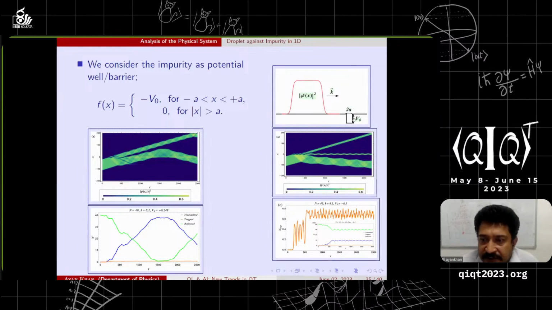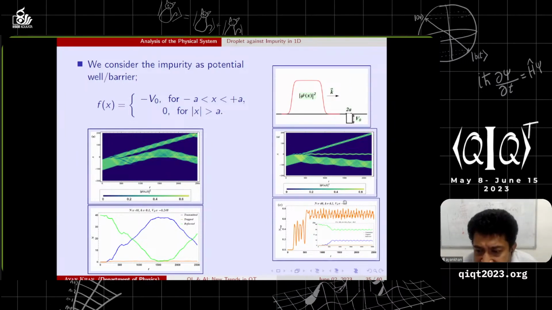Based on these V0, based on how deep the well is, we can see how the droplet will behave. Here in this case, if V0 is about minus 0.248, we can see that this is my droplet, it encounters the potential well, and there is a fragmentation. Due to this fragmentation, one part gets reflected and one part gets transmitted. If you keep this V0 further small, you can actually see full transmission.